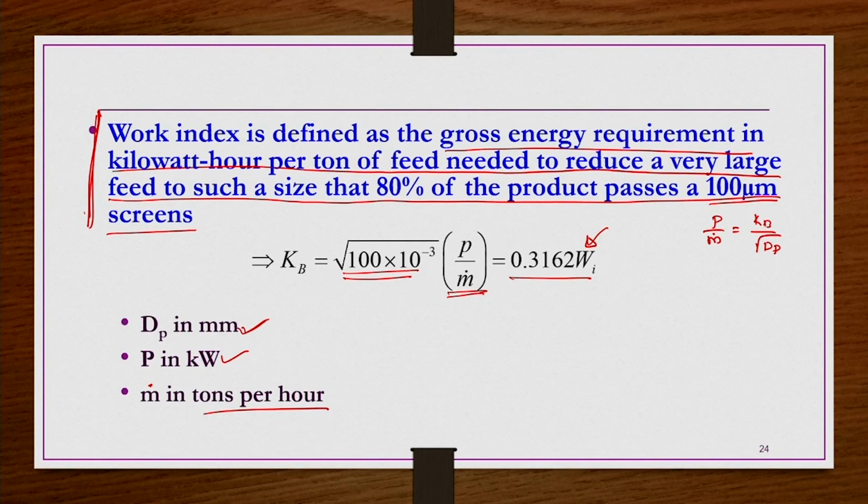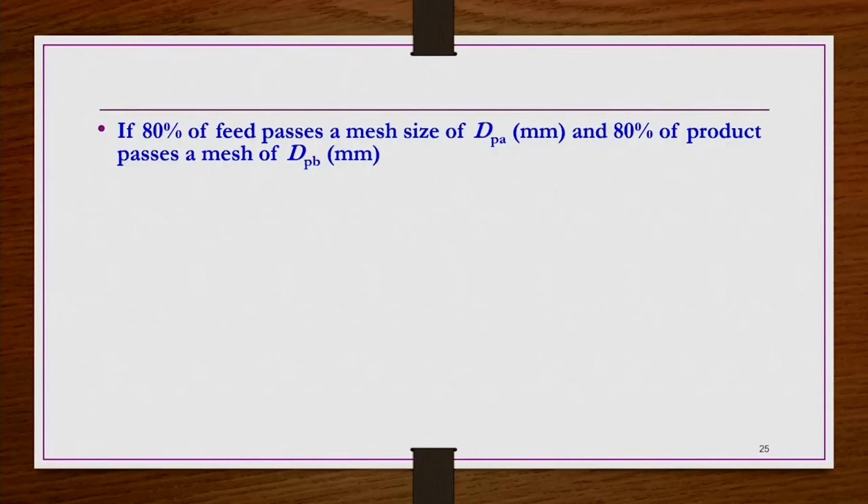So, work index is defined as the gross energy requirement in kilowatt hour per ton of feed needed to reduce a very large feed to such a size that 80% of the product passes a 100 micron screen. If 80% of the feed passes a mesh size dPa and 80% of the product passes a mesh size dPb, then dPa is the feed size and dPb is the product size. So, this is how you need to find out if dPa and dPb are not given.